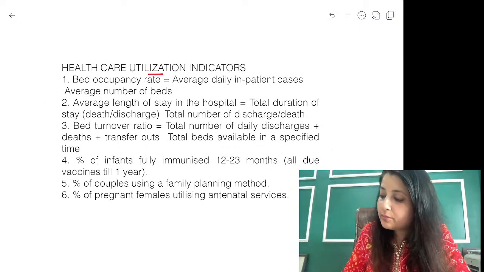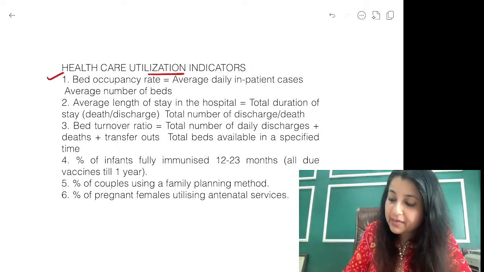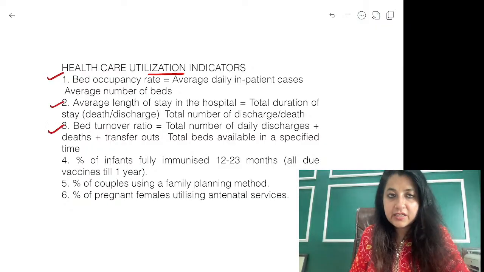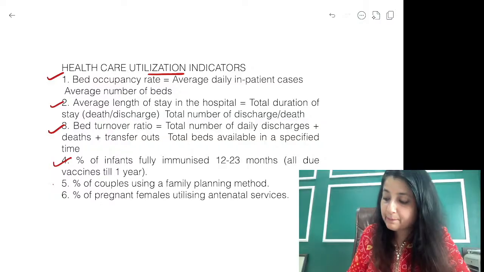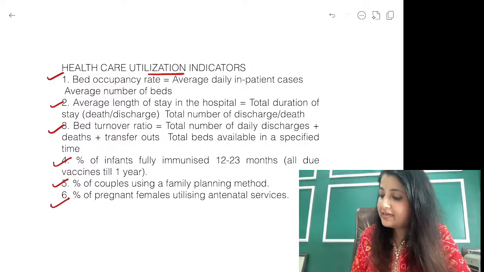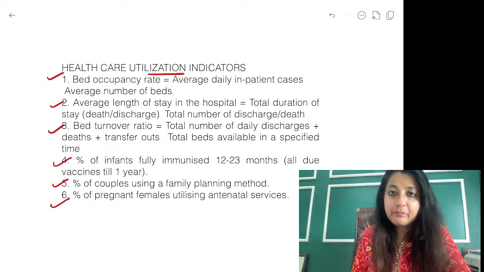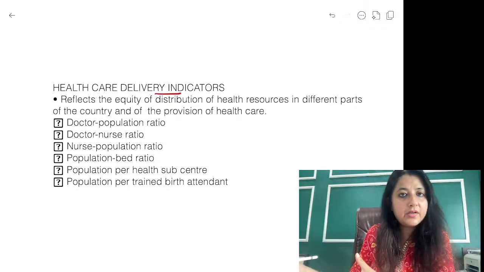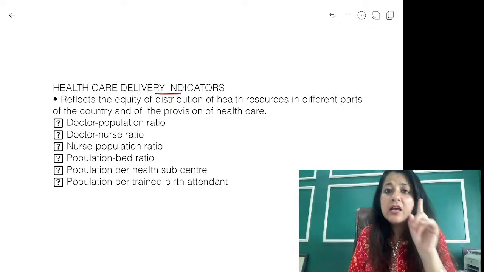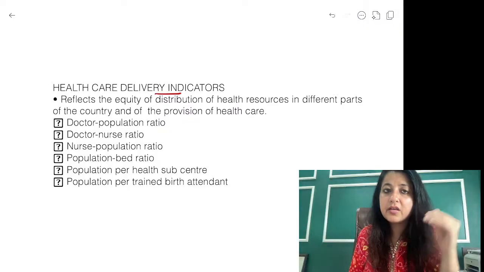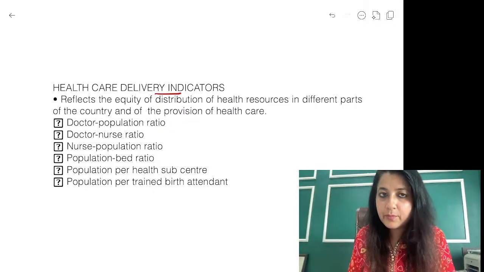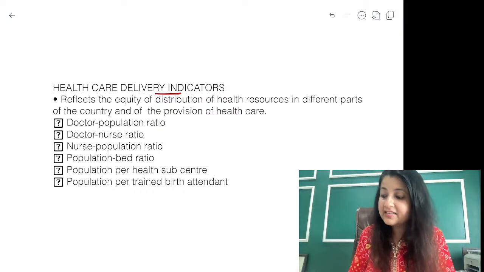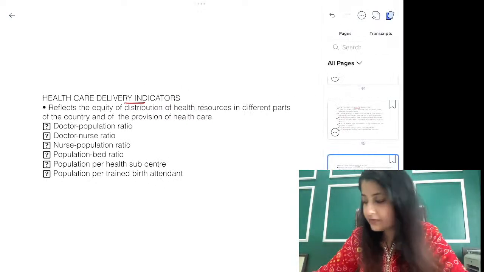Okay, so if you talk about healthcare utilization: bed occupancy, average length of stay in the hospital, bed turnover ratio, infants fully immunized, couples using family planning, pregnant females using ANC services. But what are healthcare delivery indicators? What the government gives you: doctor population ratio, doctor nurse ratio, one doctor for every 1,000 population, one nurse for every 5,000 population, okay? One sub-center for every 5,000 population. So that is your healthcare delivery indicators.